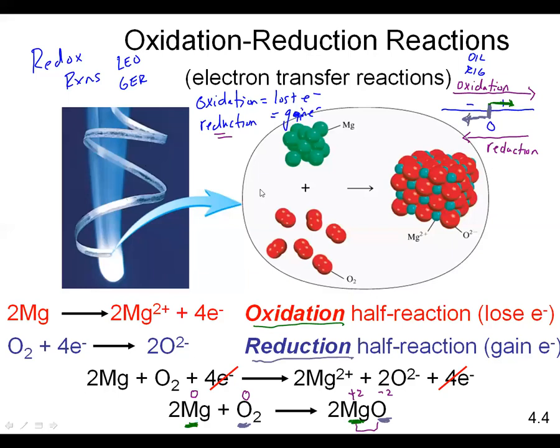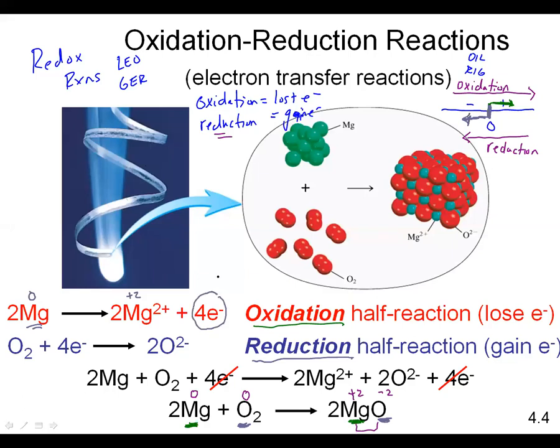Now, one way that we sometimes can write what is going on is by writing these things as what is known as half reactions. They're called half reactions because essentially if you add them together, you will get the overall reaction that's taking place. So our top one here with magnesium is our oxidation half reaction. Again, our magnesium is going from 0 to +2, which means it is going through oxidation. It is losing electrons.